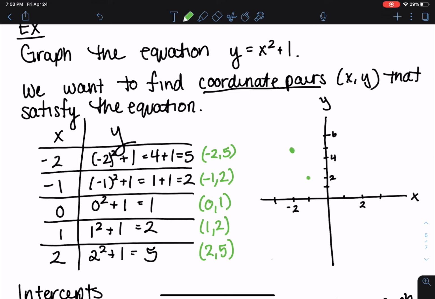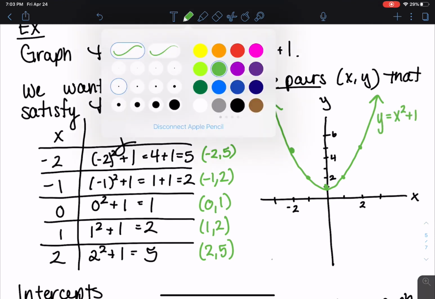And then it's at negative 1, 2, 0, 1, 1, 2, 2, 5. So all these points are on the graph, and then you could pick more if you want to pick more, but 5 is usually pretty good. And here is the graph of y equals x squared plus 1.